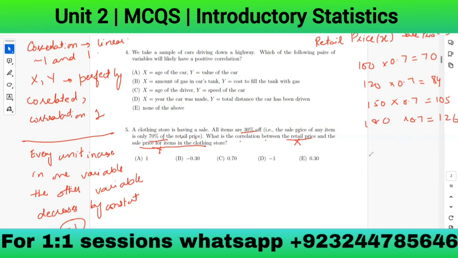So what is a correlation? Correlation can be calculated with the formula of summation x minus x bar whole square. So correlation between the retail price and sale price items in the clothing store will be 1. How will you get the 1 over here?